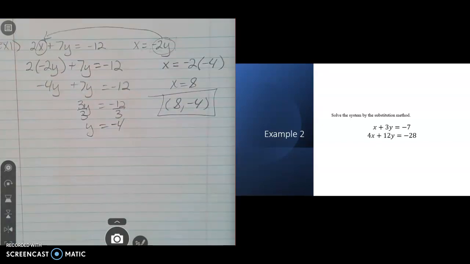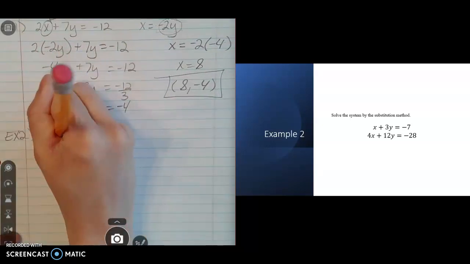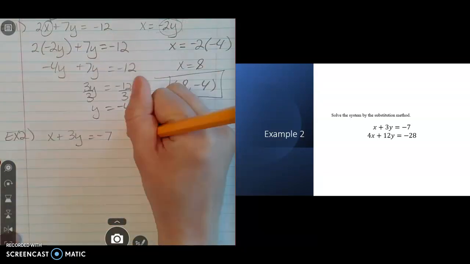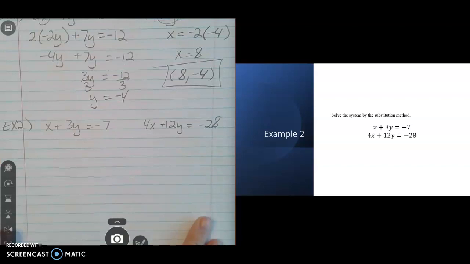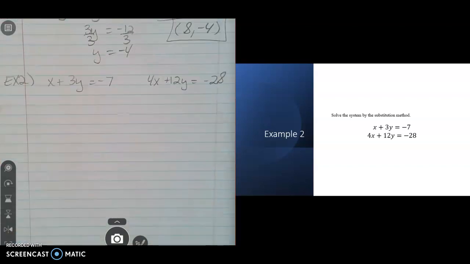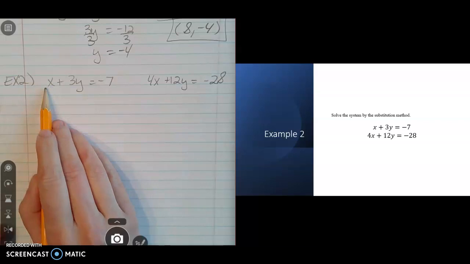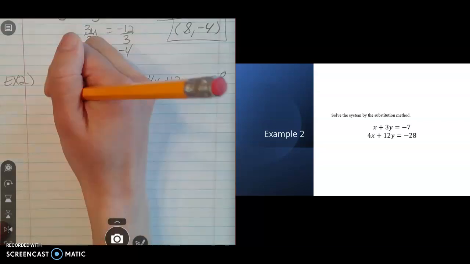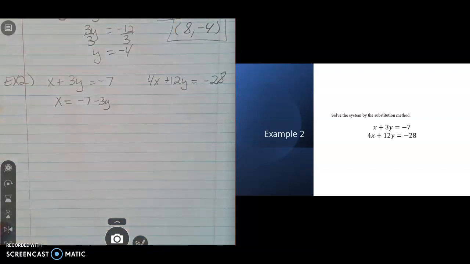Let's do another one. Example 2. The equations I have are x plus 3y equals negative 7, and 4x plus 12y equals negative 28. You'll notice that I don't have it solved for one variable yet. Probably the easiest one to solve for would be the x in this first equation because it doesn't even have a coefficient next to it. To get x by itself, all I need to do is subtract 3y from both sides. So I'll have x equals negative 7 minus 3y, or negative 3y minus 7.